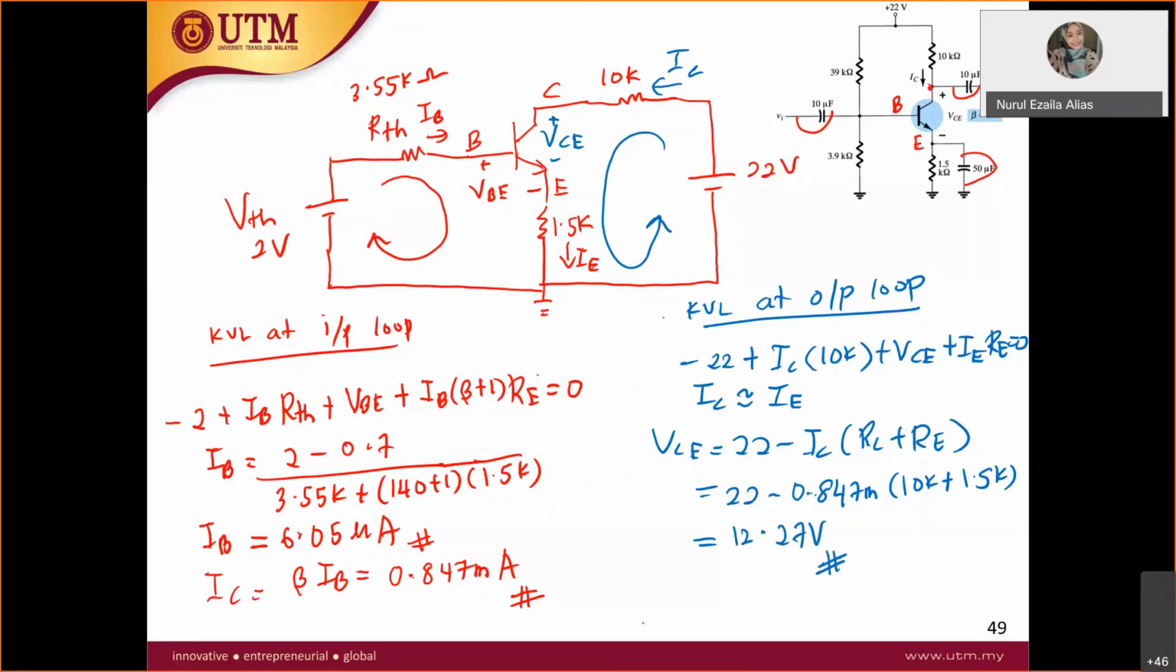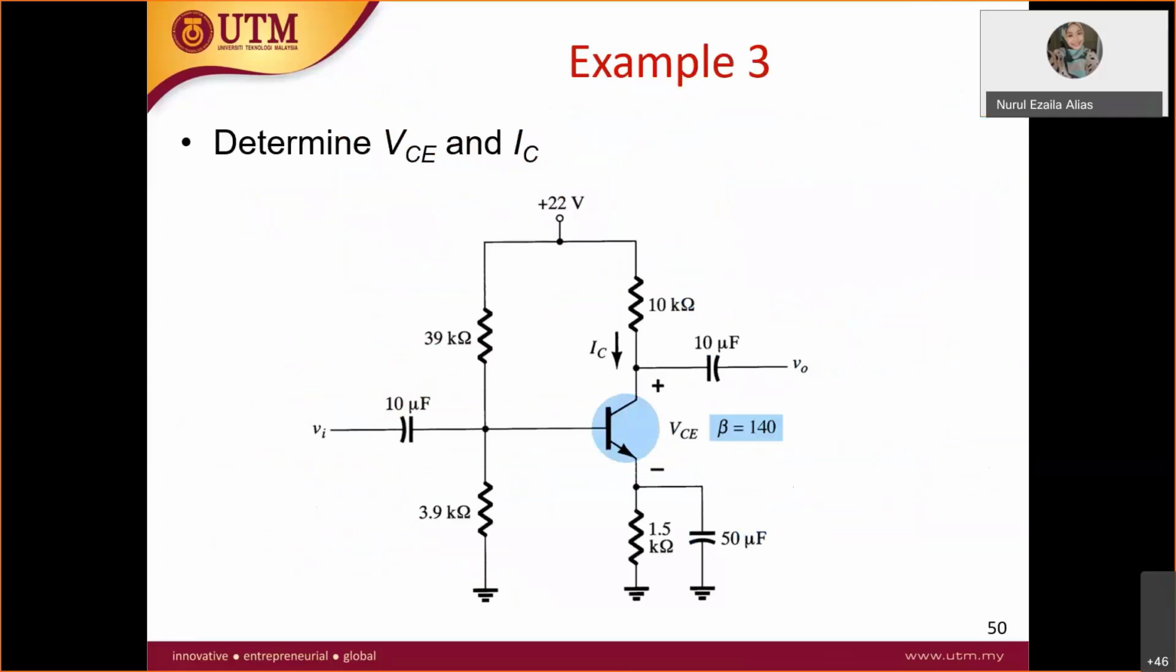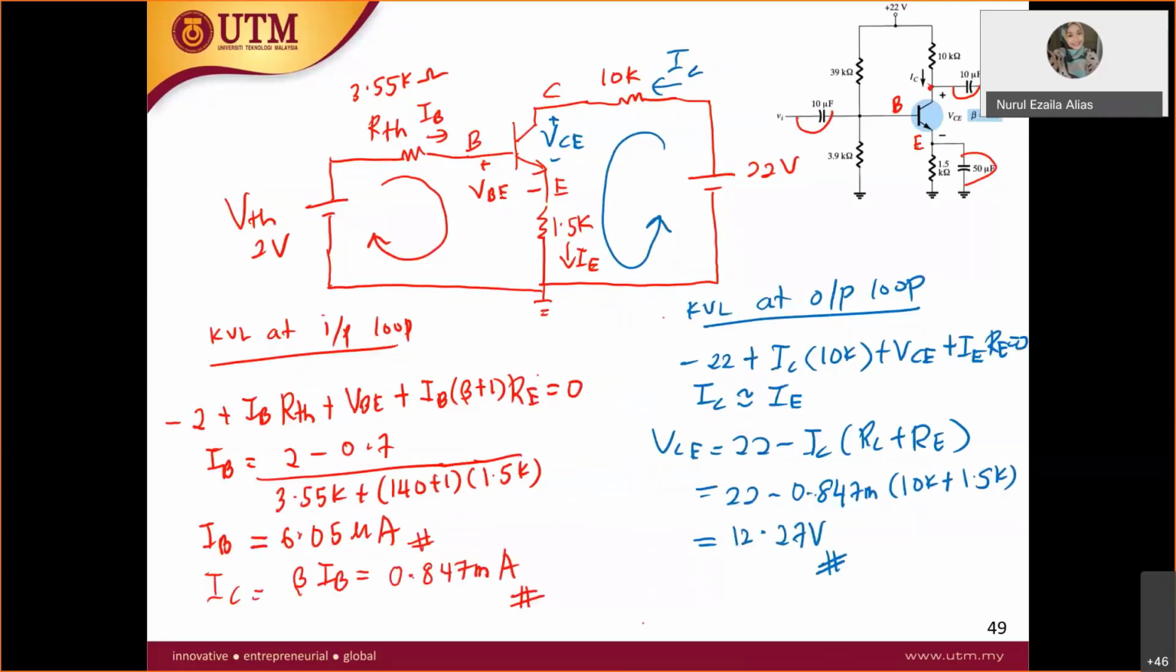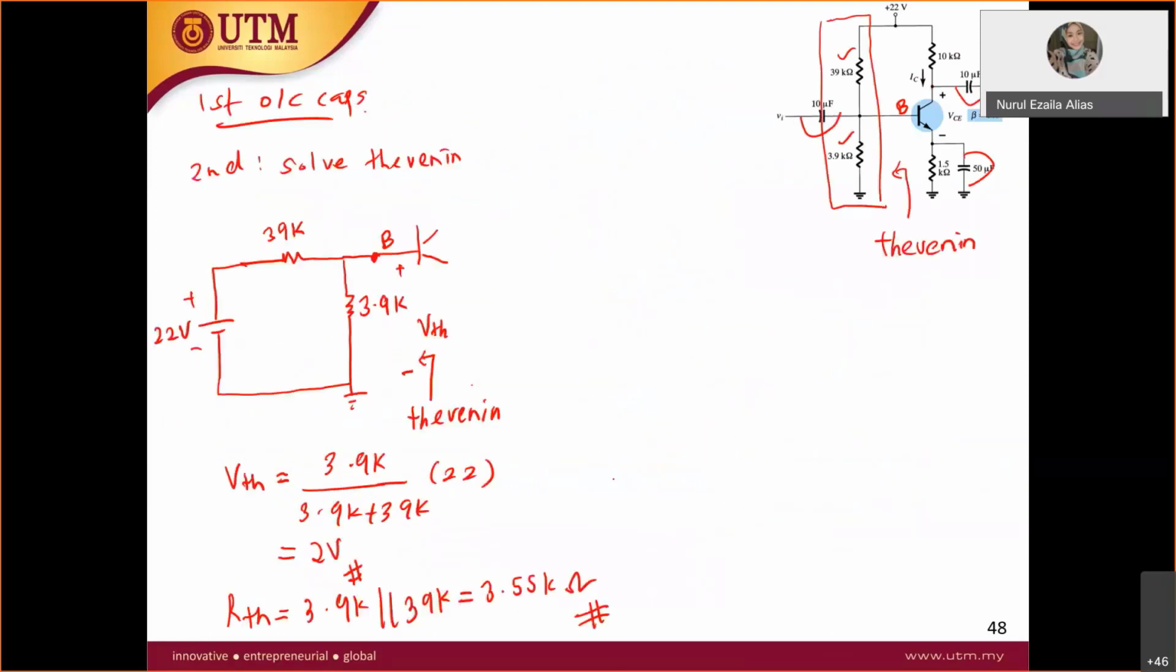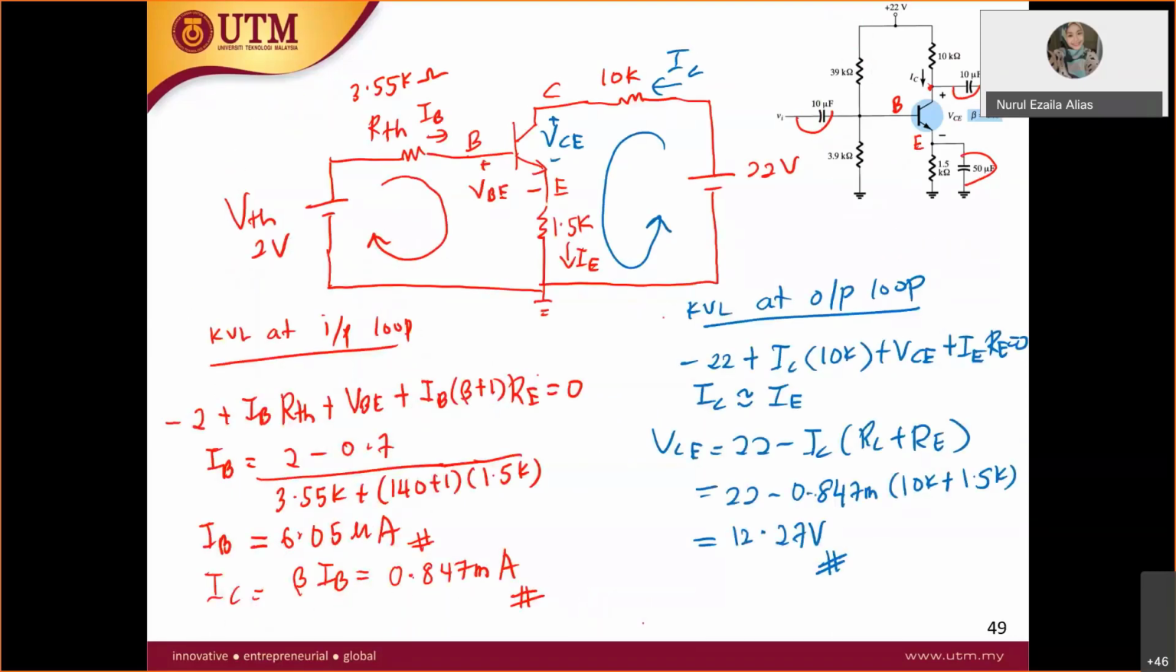So we have done both. The question just asks for IC and VCE, and you have done that. Simplify the input loop here using Thevenin, and then I think you can draw straight away like this. You combine the input loop and the output loop. So this is your output, and this is your input. All right, so that's how you do it. Do you have any questions regarding this?